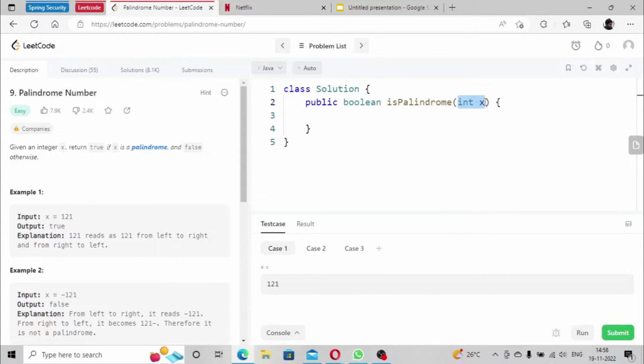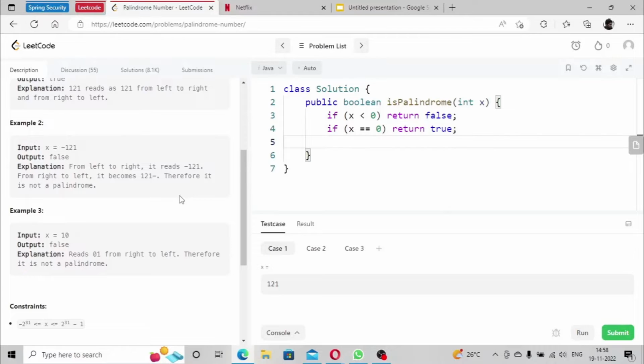Now let's solve the problem. We are given an integer x and we need to return whether it's a palindrome or not. One thing we have already seen is that if x is less than 0, then it is not a palindrome, so we will return false. If x is 0, we can return true because 0 is always a palindrome, its reverse is also 0. But now if x is a positive number, then first we need to calculate its reverse number and then we need to match those two numbers whether they are the same or not.